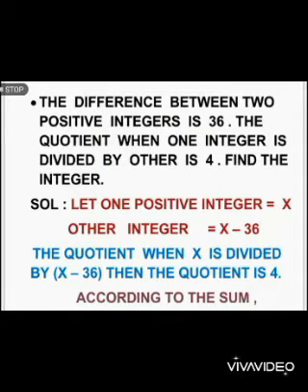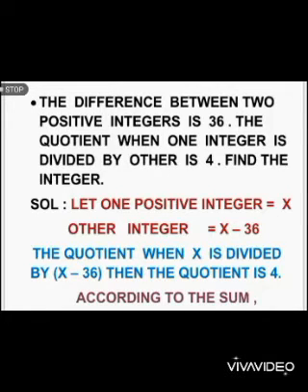Okay, now let us move to the next sum. What they have given: the difference between two positive integers is 36. The quotient when one integer is divided by the other is 4. Find the integers. Okay, so here they have given in the question the difference between two positive integers is 36. So first let us consider one positive integer is equal to x. The other integer will be x minus 36 according to the condition given in the question.